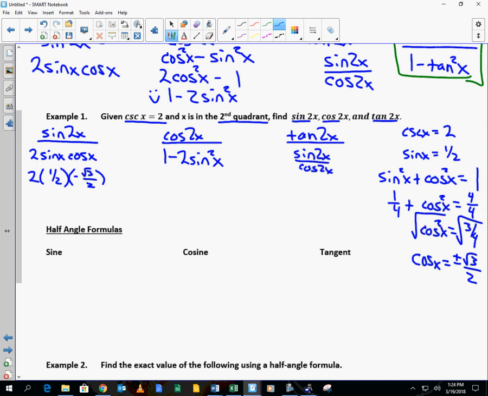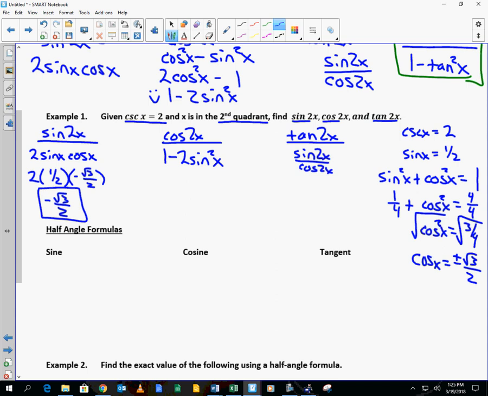I multiply. 2 times 1/2 times negative root of 3 over 2. Are there any questions about what I've done so far? Because that's 90% of the problem, folks. If you could do that, you can do the rest. That's 90% of the problem.